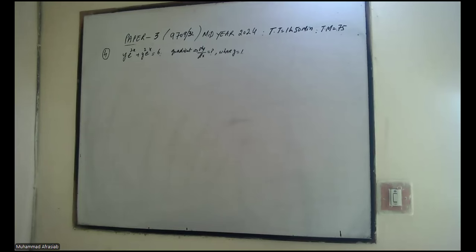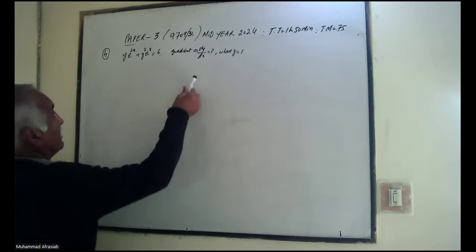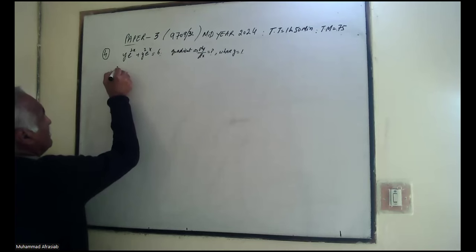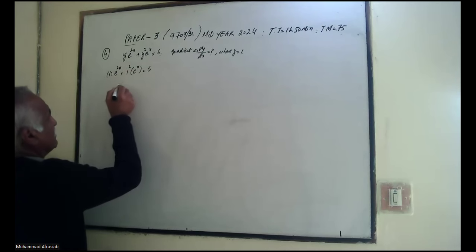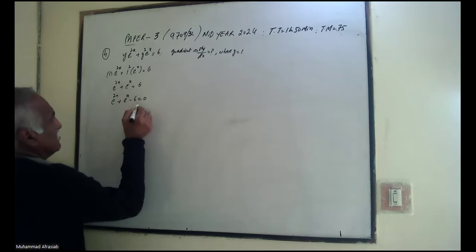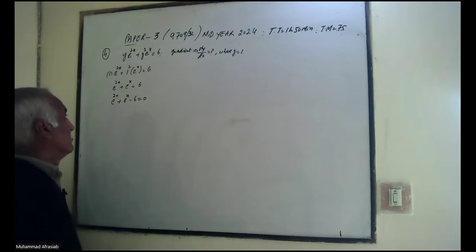Since we are finding the gradient, which means dy by dx, where y is equal to 1. So let's put y is equal to 1 in this equation. This will become 1 into e power 2x plus 1 square into e power x is equal to 6, so e power 2x plus e power x is equal to 6. This will become e power 2x plus e power x minus 6 is equal to 0. But this is not a quadratic equation. It is in terms of e power x.